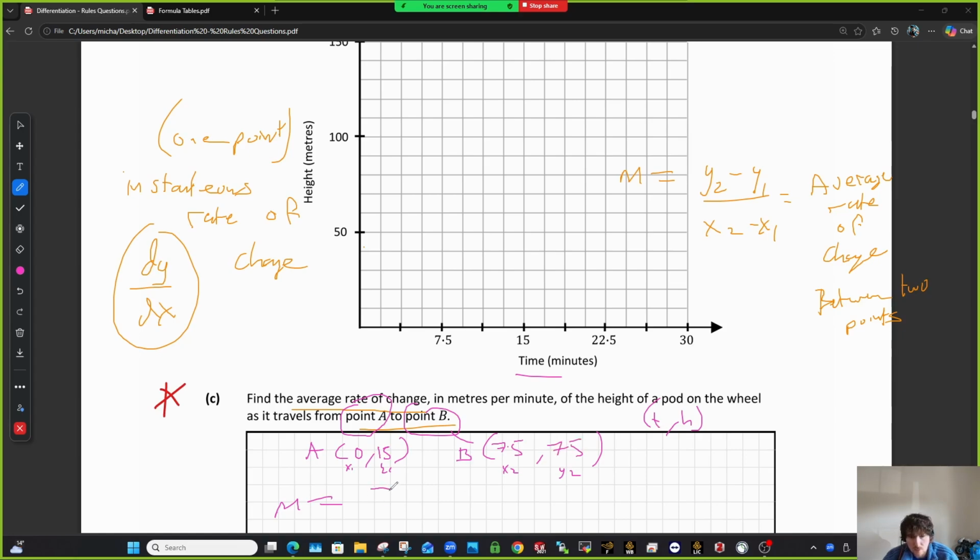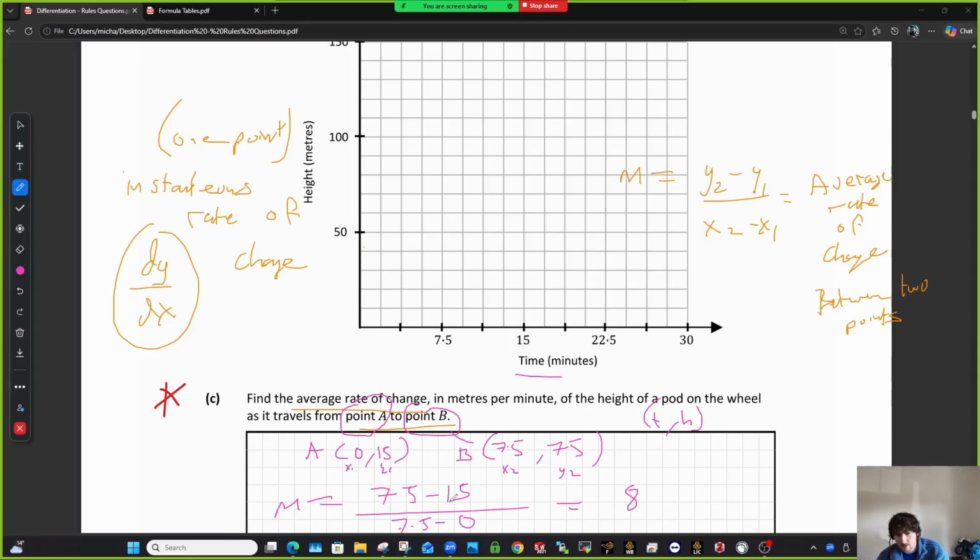So then the slope, which will be the average rate of change, is 75 minus 15 over x2 minus x1, so that's 7.5 minus 0. And so that works out as basically 60 divided by 7.5. So it's an answer of 8.